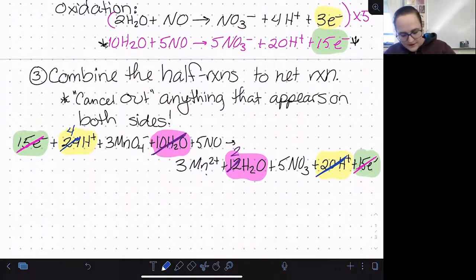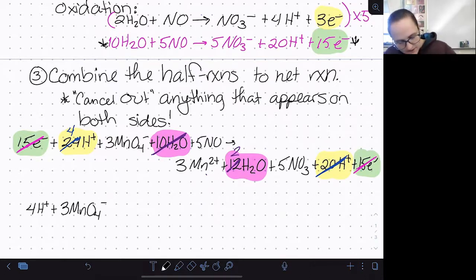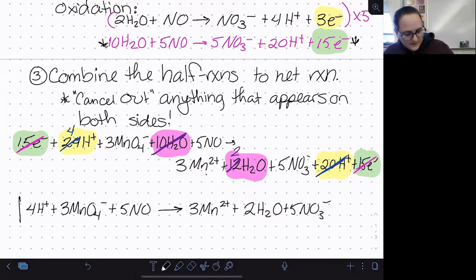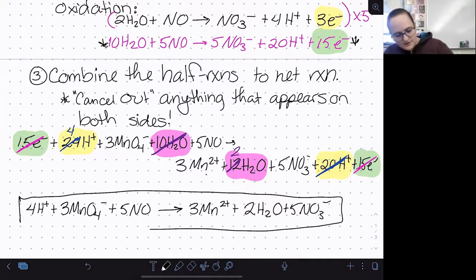So our overall reaction, we have gotten rid of our electrons completely. We have 4 hydrogen ions that didn't cancel. We have those 3 permanganate that were not affected by anything. The 10 waters are completely gone, but the 5 NO are still there. Then on the right side, we have 5 manganese 2 plus, 2 waters plus 5 NO3 minus. So this is the final version of our reaction.